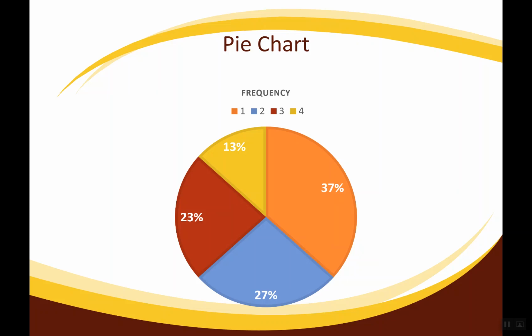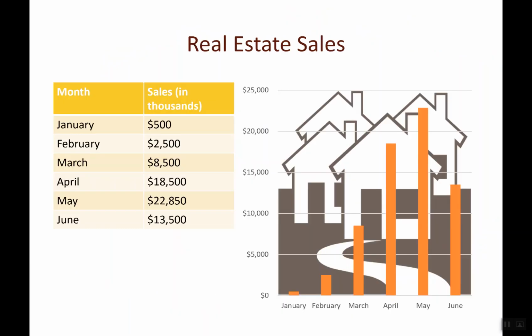So we did a frequency distribution, which is just raw data. The second one, relative frequency, went into percentages. Then we looked at a histogram, a frequency polygon, and a pie chart, but all the same data. So let's just pick some different data.